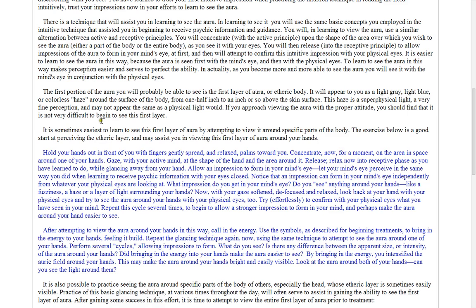The exercise below is a good start at perceiving the etheric layer. It may assist you in viewing this first layer of aura around your hands. Hold your hands out in front of you, with fingers gently spread and relaxed, palms facing toward you. Concentrate now for a moment on the area in space around one of your hands. Gaze with your active mind at the shape of the hand, the outline of the hand, and the area around it.